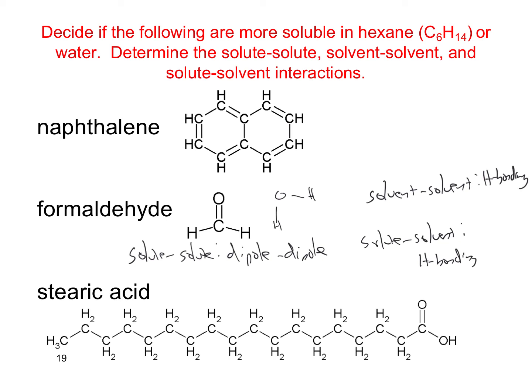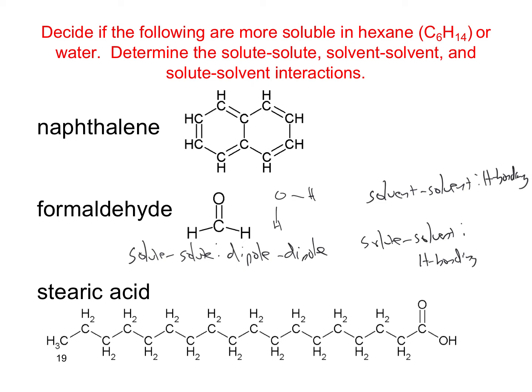So naphthalene is going to be more soluble in hexane in all of the interactions. Solute-solute, solvent-solvent, and solute-solvent are going to be dispersion forces. Formaldehyde is going to be more soluble in water. The solute-solute interactions are dipole-dipole. Solvent-solvent interactions are hydrogen bonding. And the solute-solvent interactions will also be hydrogen bonding.